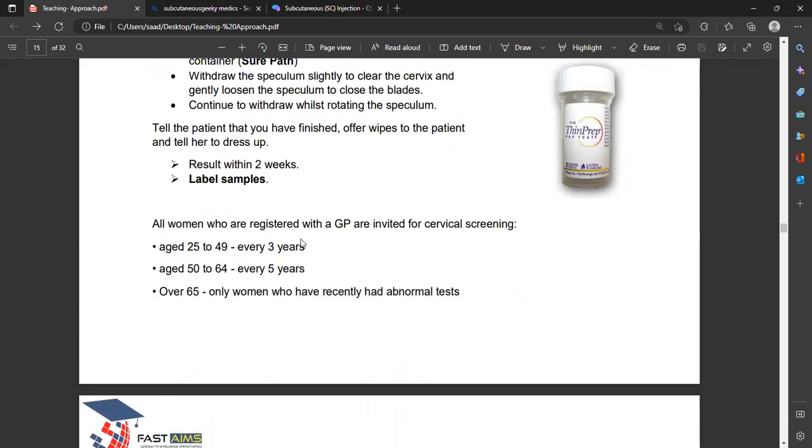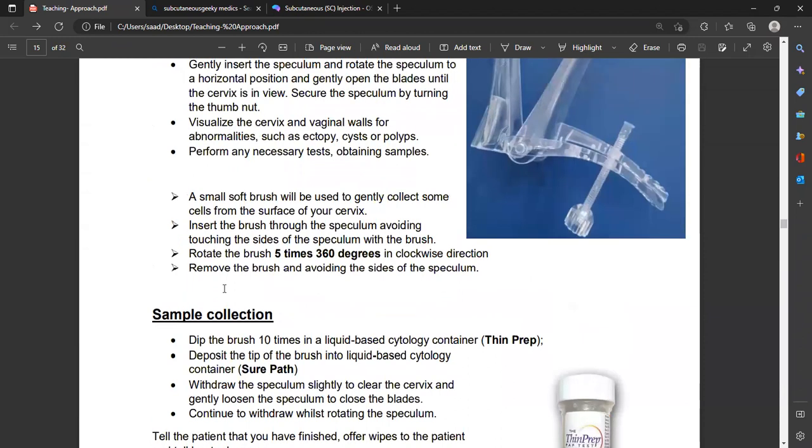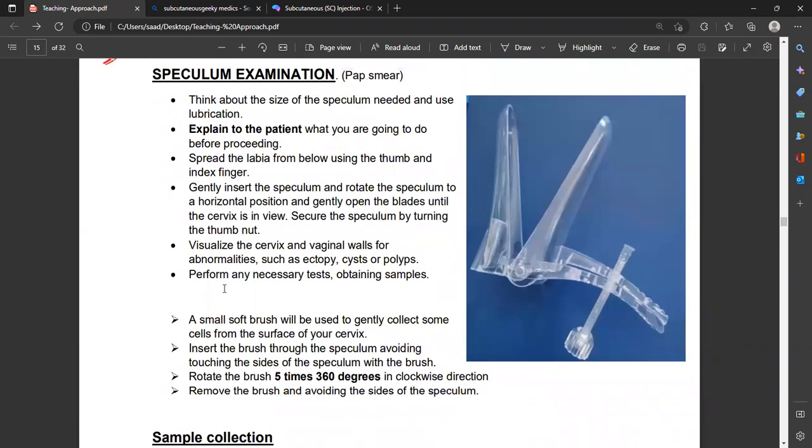Now, this is general information. All women who are registered with a GP are invited for cervical screening from age 25 to 49 years, every 3 years, and age 50 to 64, every 5 years, and after 65 only when they have abnormal tests. Again, just familiarize yourself with it.